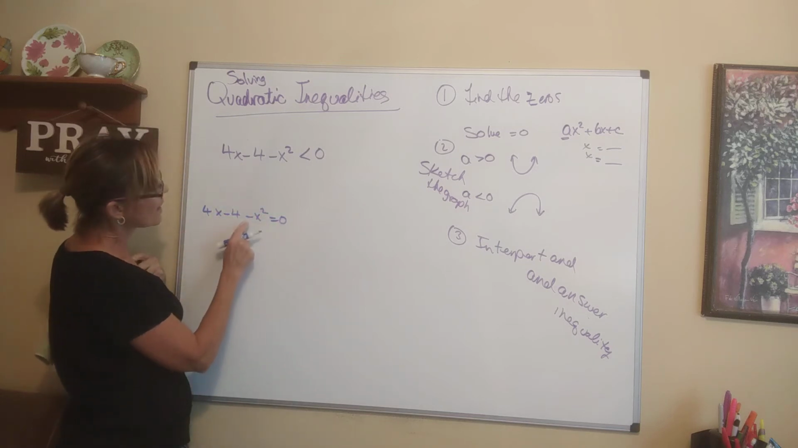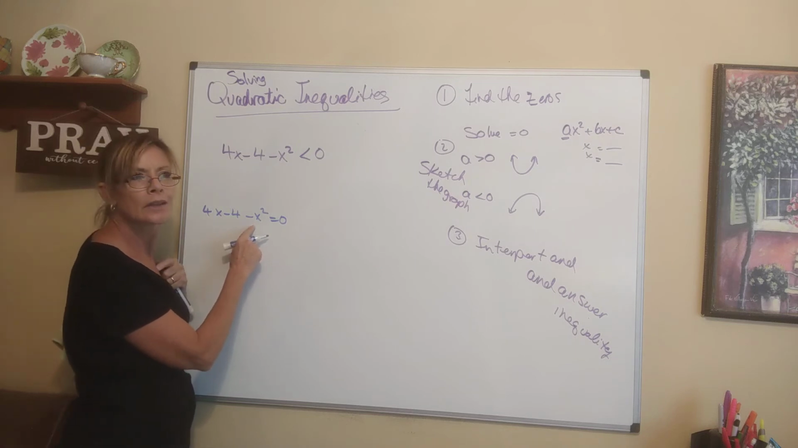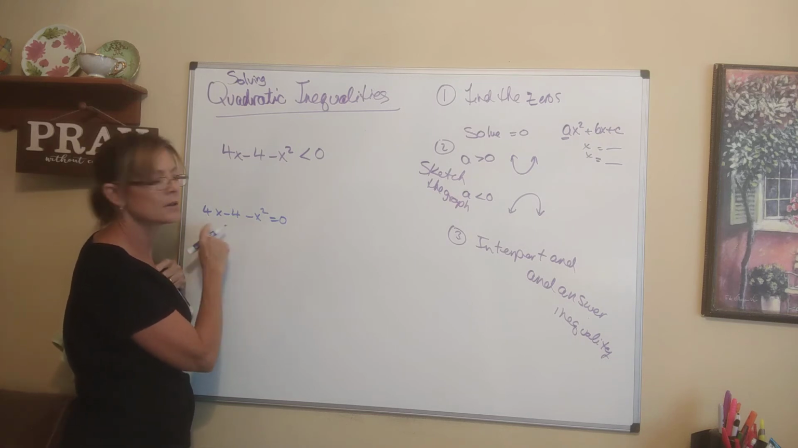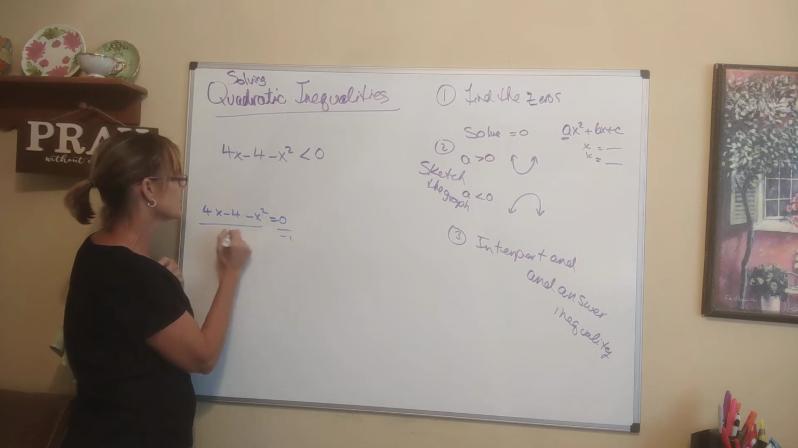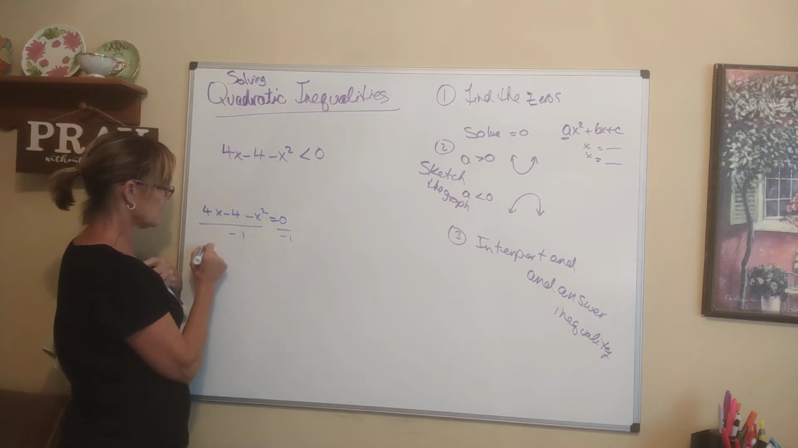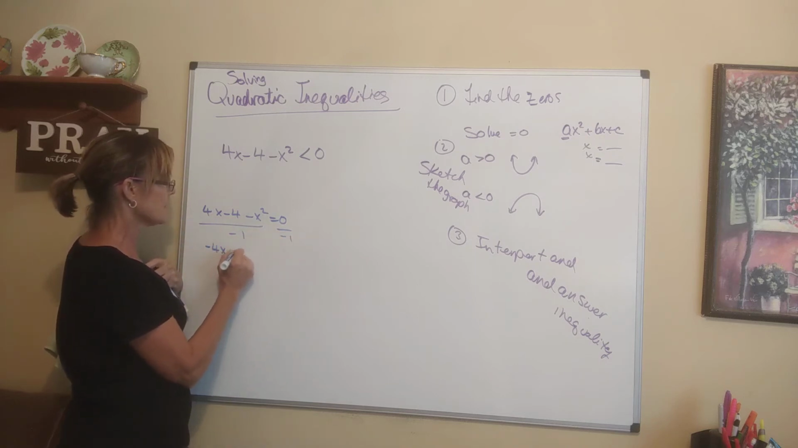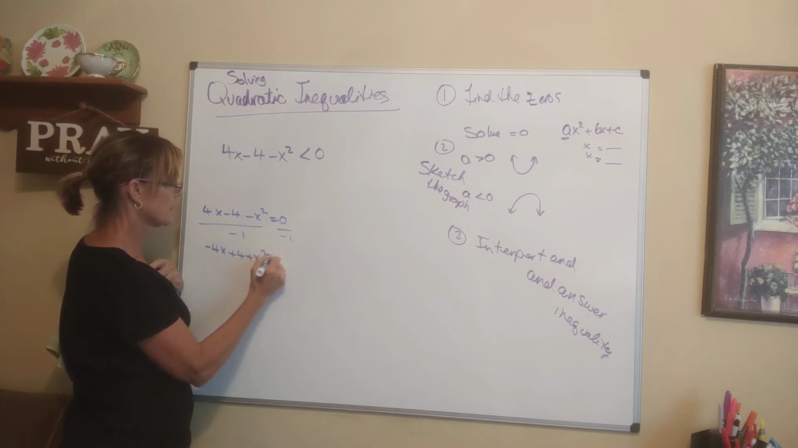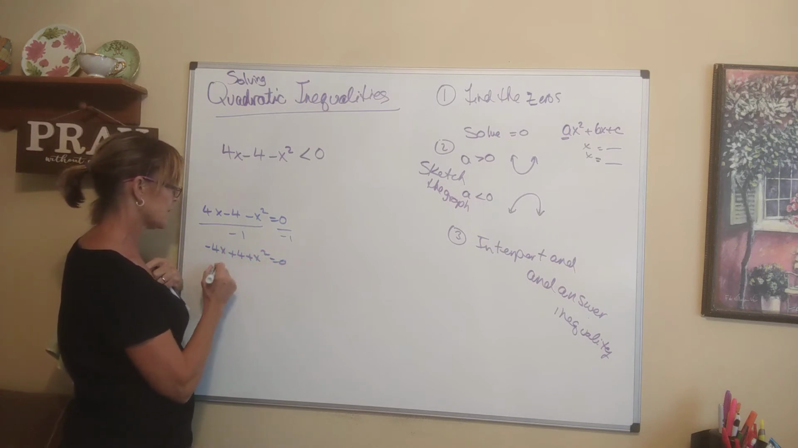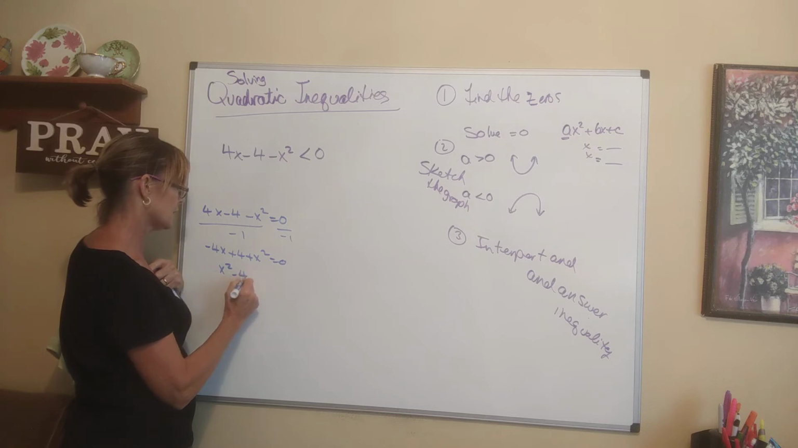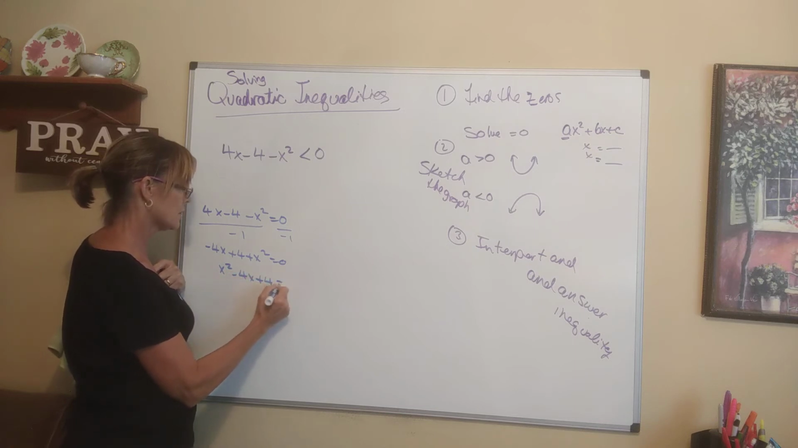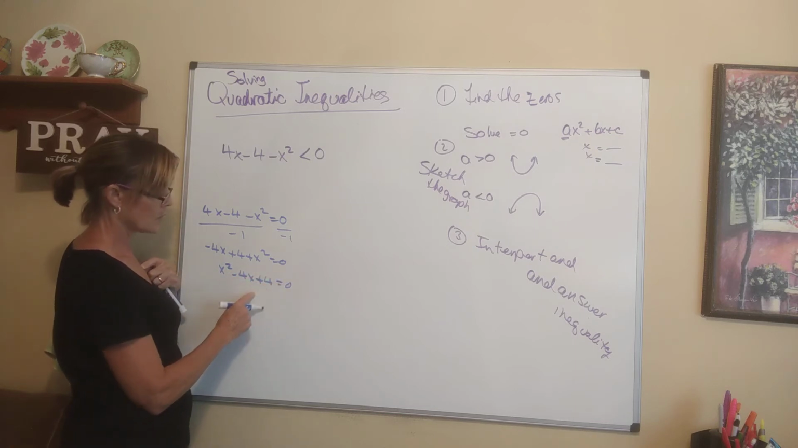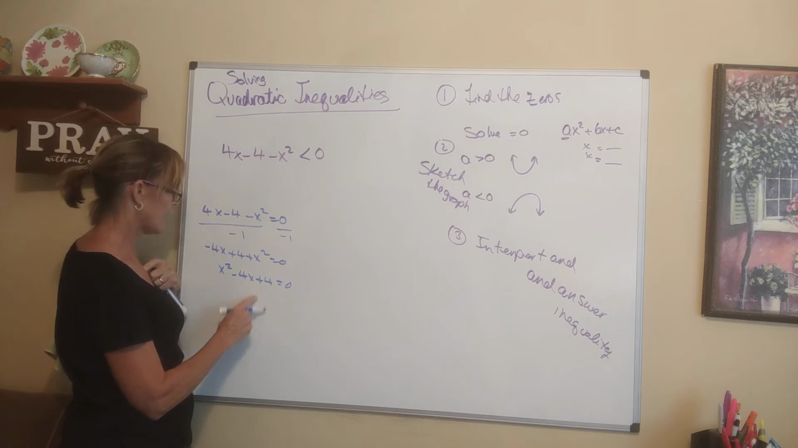Let's solve this. I don't like to work with the negative leading coefficient when I'm solving, so I'm going to divide both sides by -1. You're allowed to do the same thing. So this would be -4x plus 4 plus x squared is 0. I'm going to rearrange my terms into x squared minus 4x plus 4 is 0. You can use the quadratic formula, completing the square, or factoring to solve this.